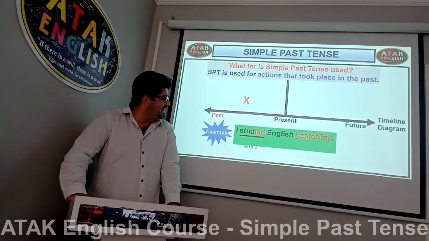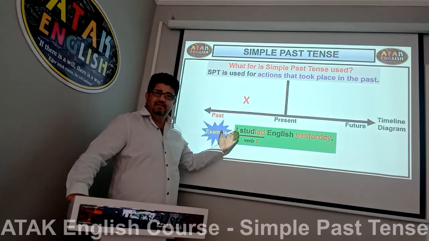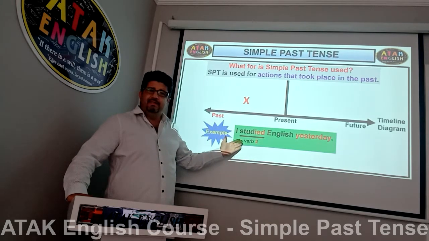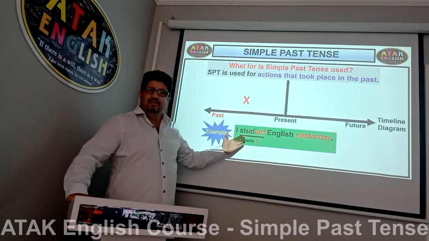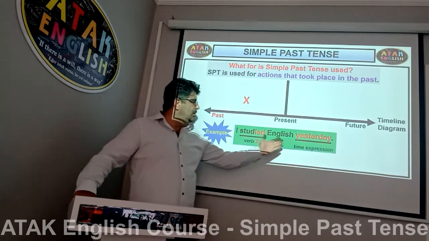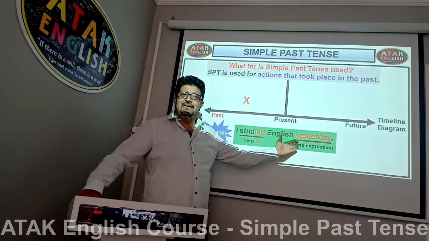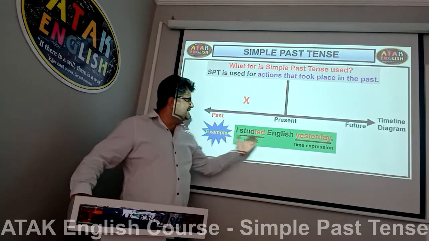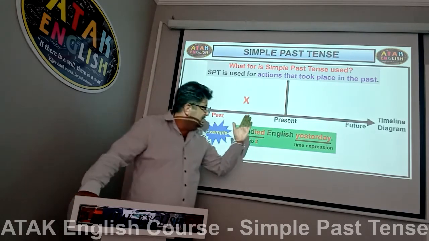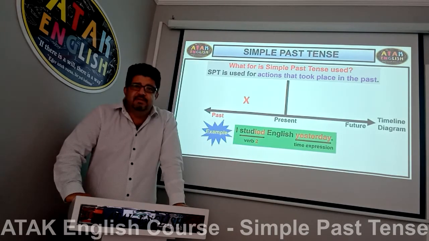How do I understand that this sentence is made in simple past? Number one, out of the word format. Why? Because studied is verb form 2. And I use verb 2 form in simple past tense. Number 2, I understand a sentence is made in simple past out of the time expression. And yesterday is the time expression of simple past tense.